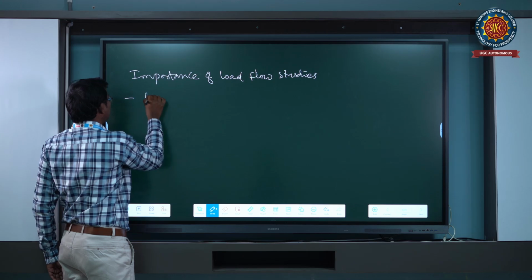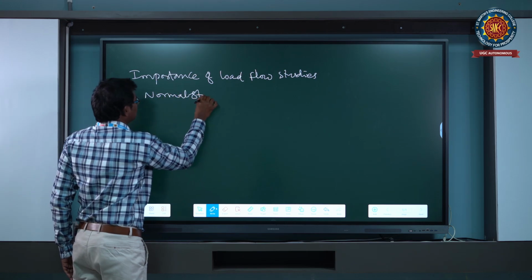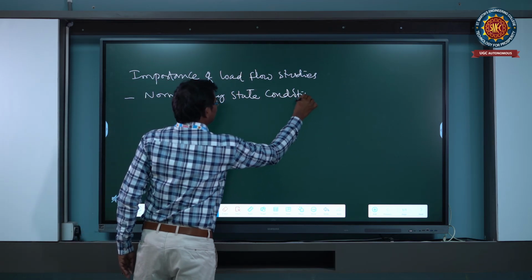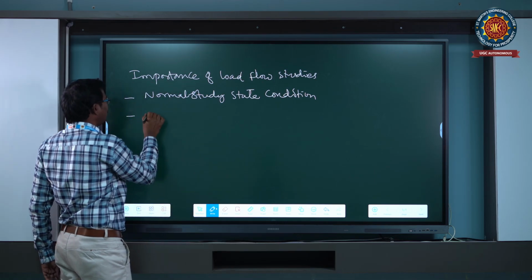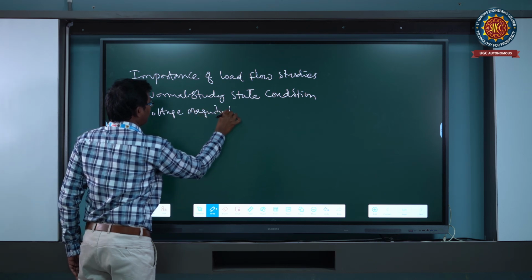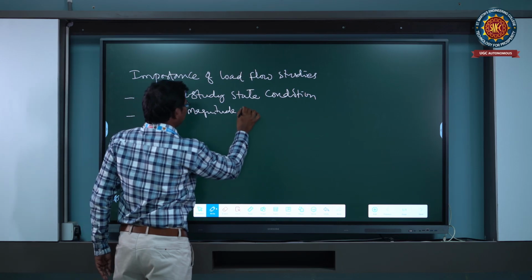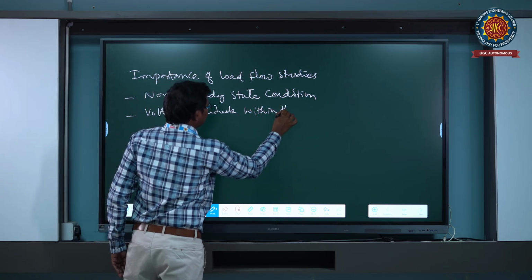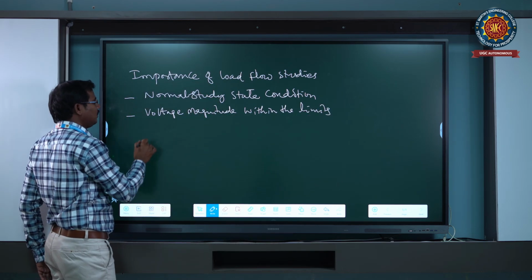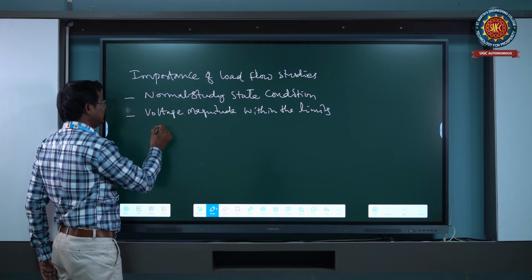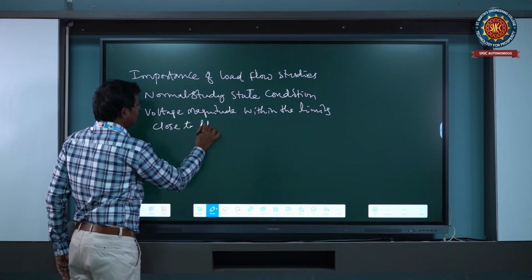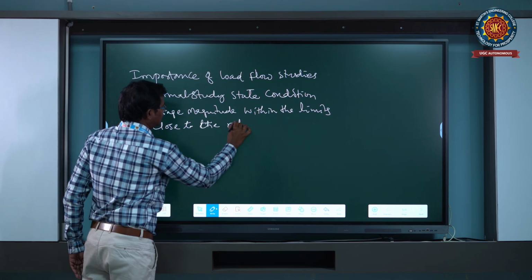First one is the normal steady state condition, and the second one is that the voltage magnitude has to be within the limits. This voltage magnitude is close to the rated values.